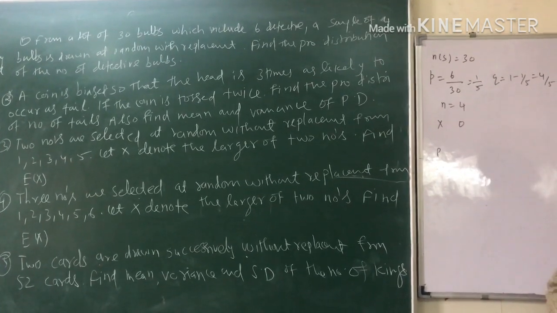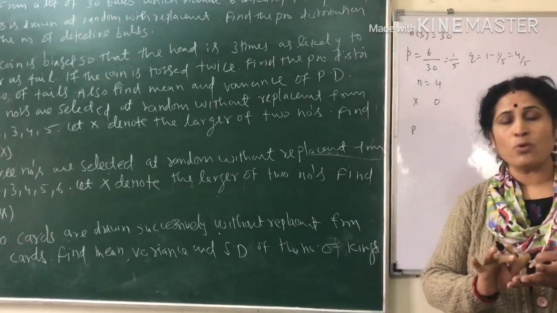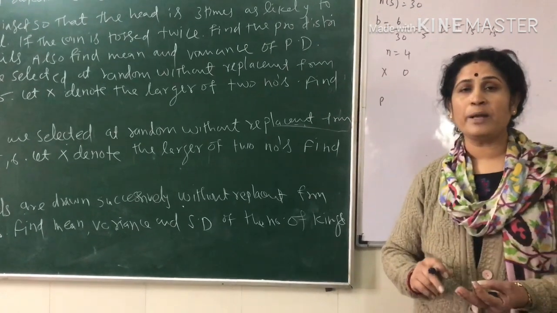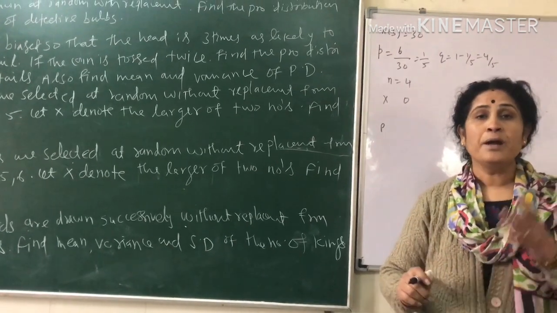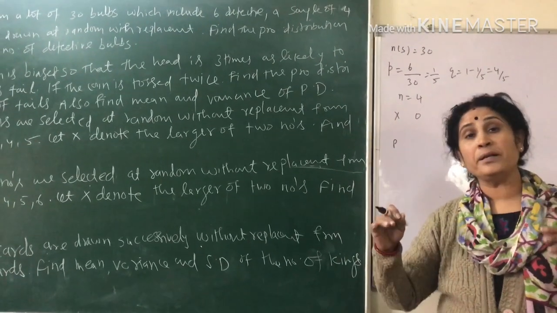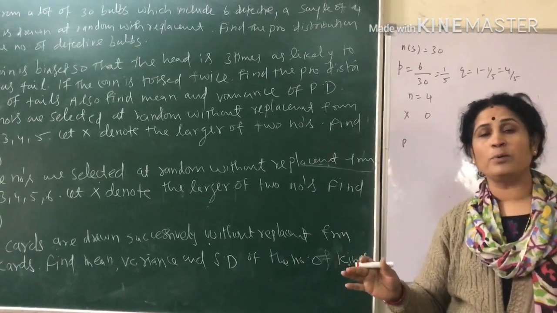Probability distribution means you start from 0. That is called a random variable: 0, 1, 2, 3, 4. And keep one thing in mind, probability never comes negative. If it does, that is not called a probability distribution. And if summation P is not equal to 1, then that is also not called a probability distribution.